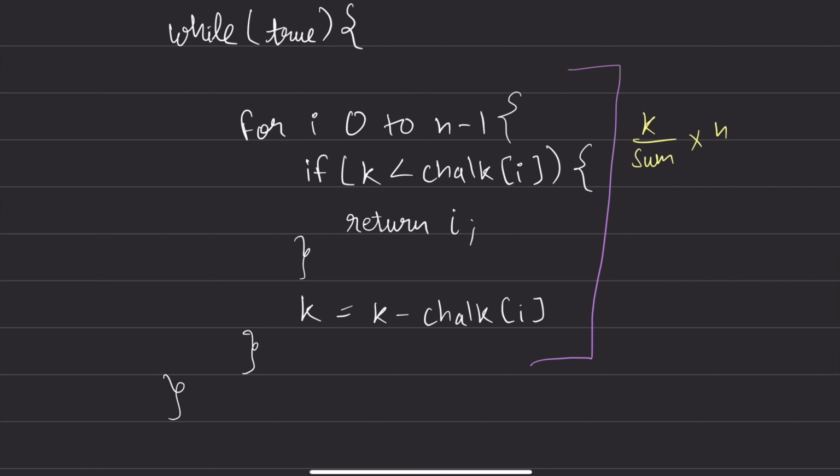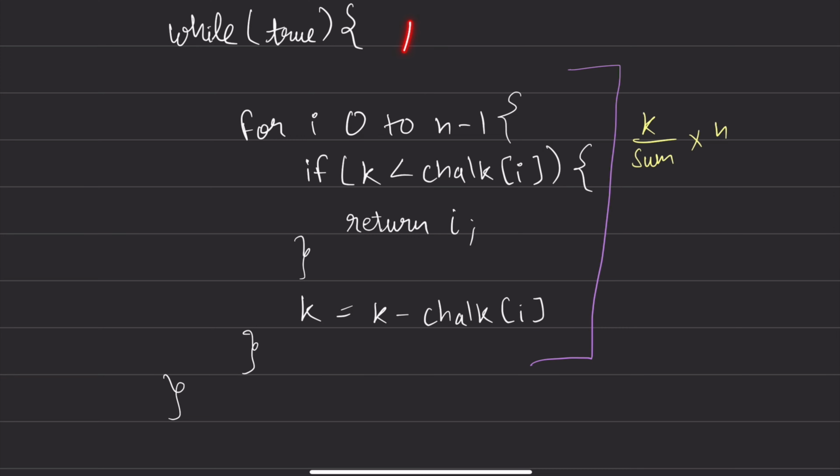Time complexity will basically be how many times this while loop will be executing and what's the time complexity of this for loop. These will be multiplied. This for loop has a time complexity of O of n, but the real question is how many times I will be entering inside this while loop. I'll be entering this while loop till the time I have some k which is still sufficient to accommodate the students' needs.